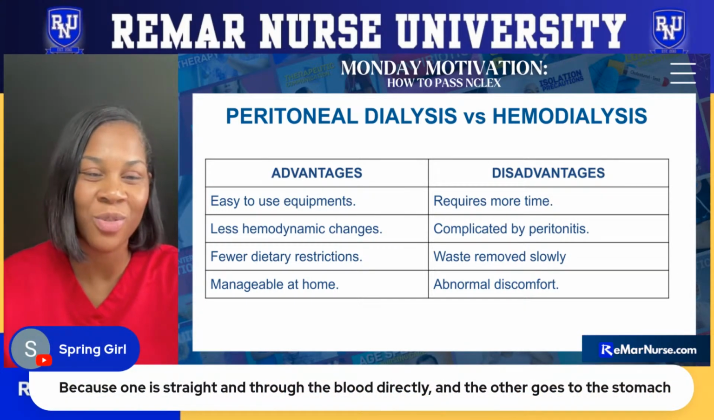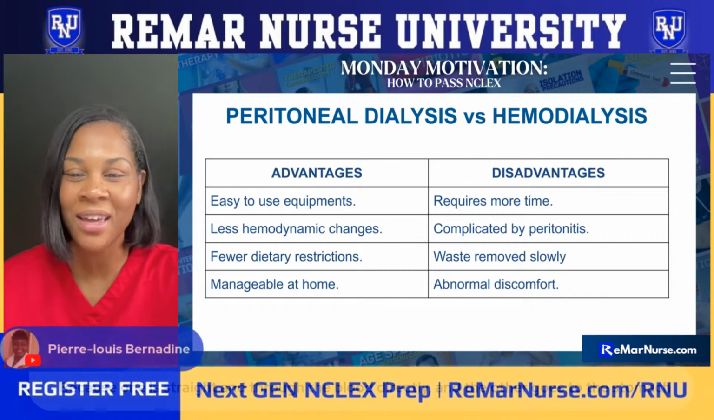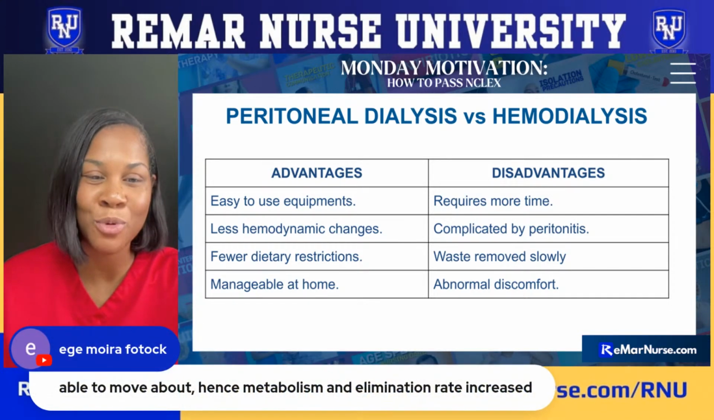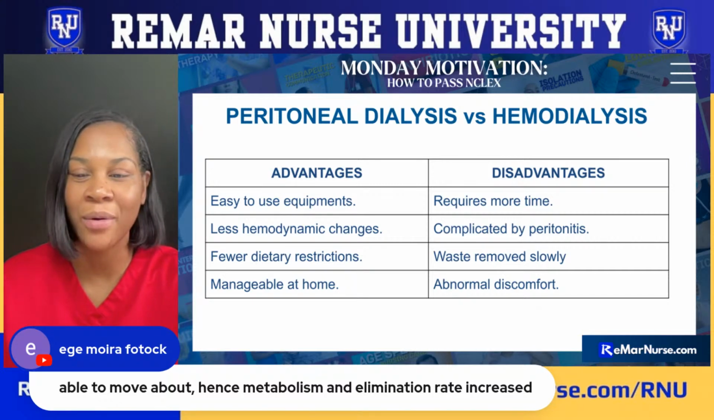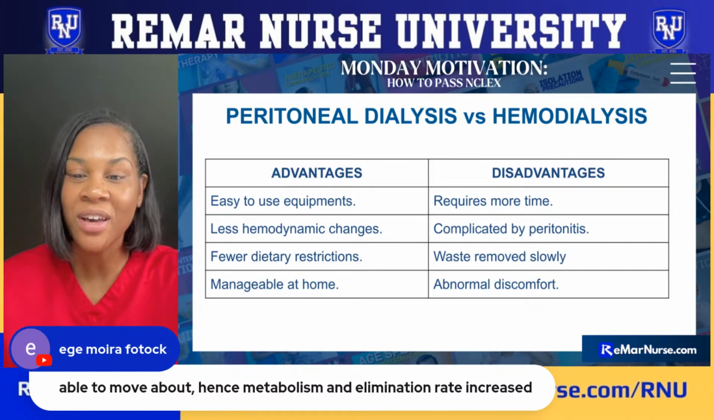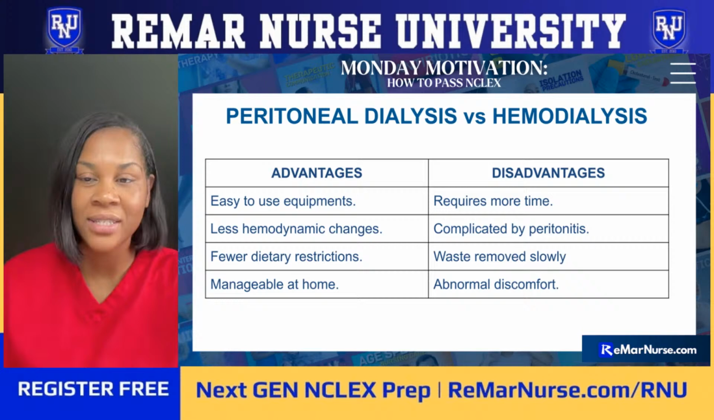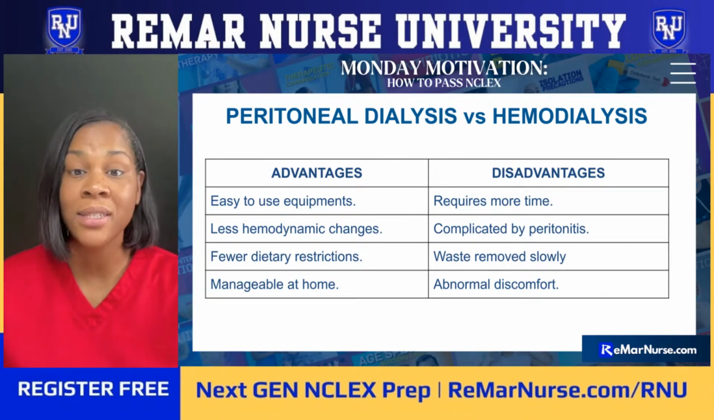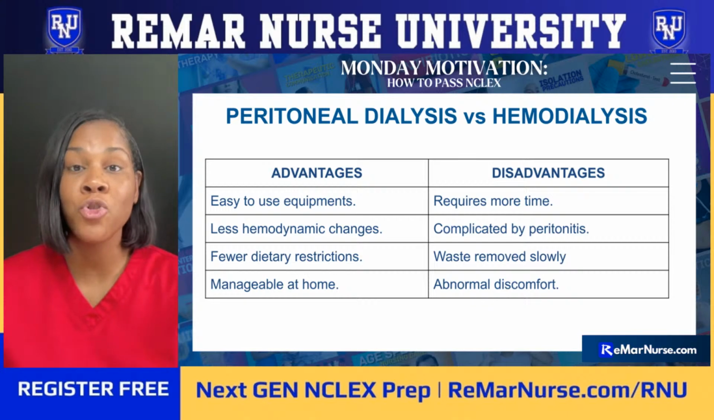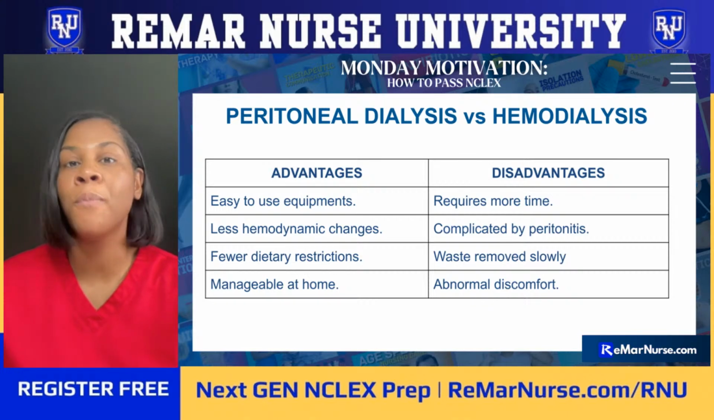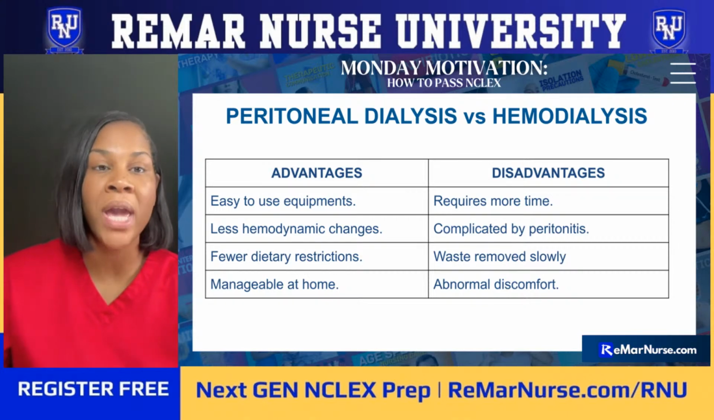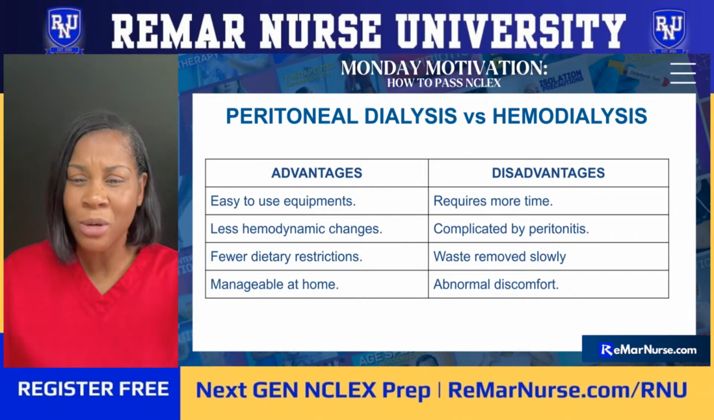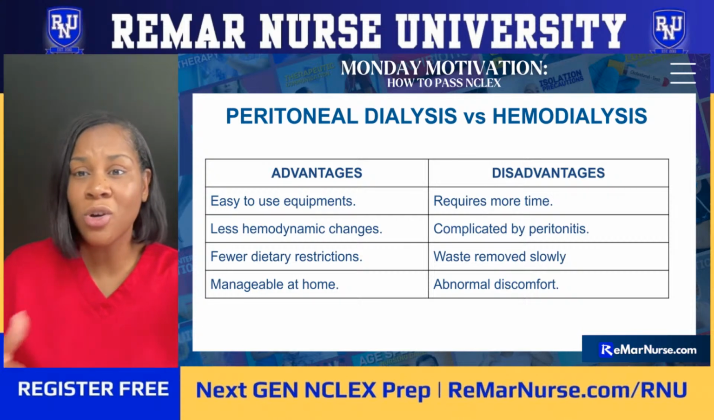Because one is straight through the body directly, the other goes through the stomach because they do it every day. Able to move, hence metabolism and elimination rate increased. Okay, so very good, very good. These are all great considerations. Thank you, class. The idea is that you do peritoneal dialysis more frequently. You actually do it more frequently because you're doing it at home. And since you're able to remove waste on a more frequent basis, it gives you a little bit more room in terms of how much fluid you can take on because you're just going to remove it.